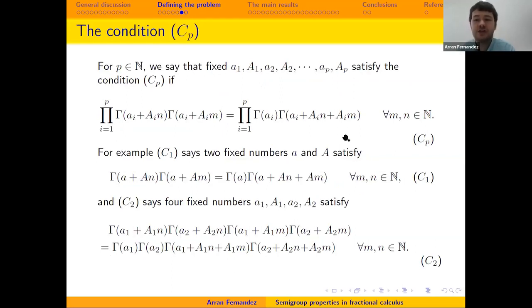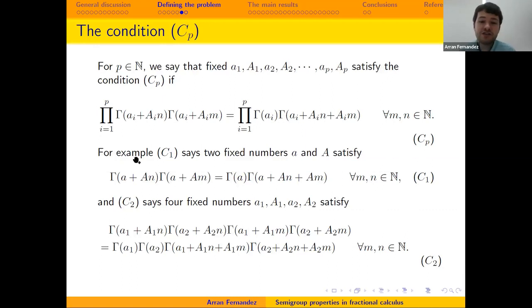And now I introduce a condition which relates to the open problem that I mentioned at the beginning. For a given natural number p, we have 2p parameters. We say that they satisfy the condition Cp if we have a product of 2p different gamma functions on the left and a product of 2p different gamma functions on the right, and they are equal for all natural numbers m and n. All values of m, all values of n.